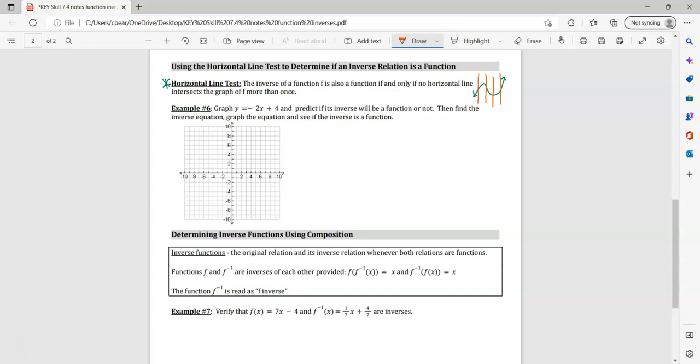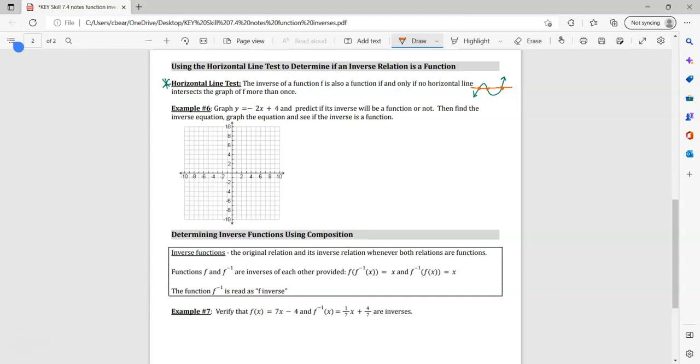Well, for us to have an inverse, since x and y switch, what's the opposite of a vertical? It's going to be a horizontal line test. So what we're going to do to determine if an inverse is also a function is use the horizontal line test. Now when you look here, you can see that I have a horizontal line that goes through many points. So this example of my green graph would not have an inverse that is a function. Okay, it'll have an inverse, it just won't be a function.